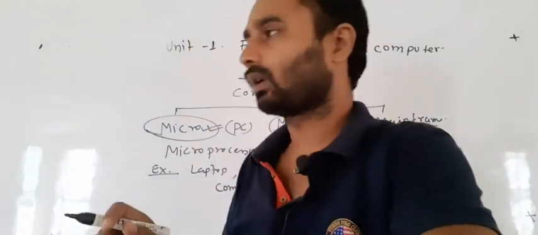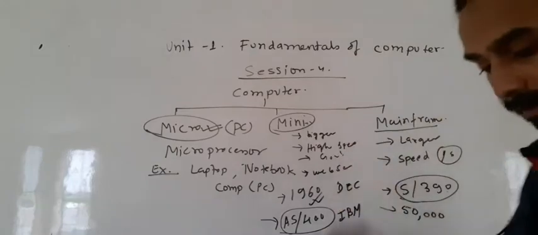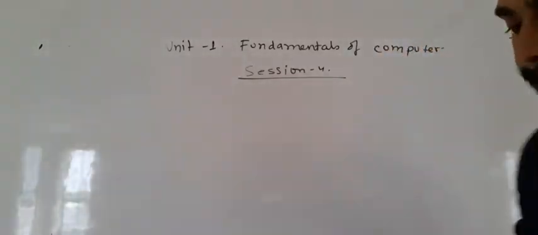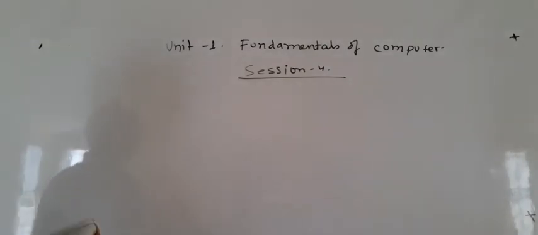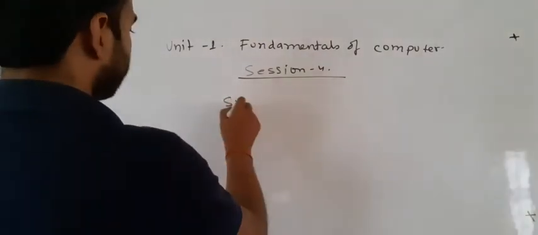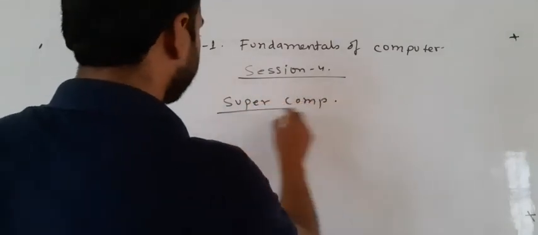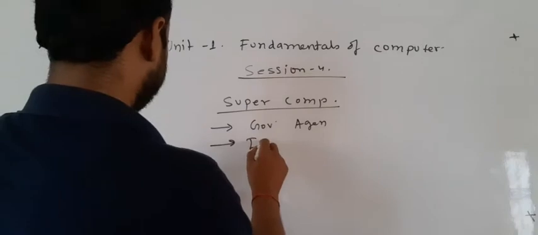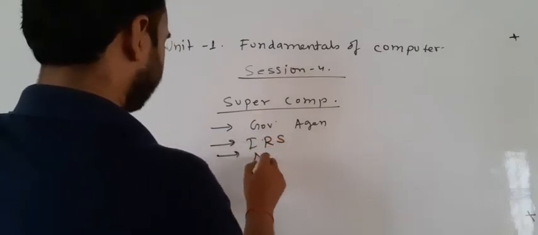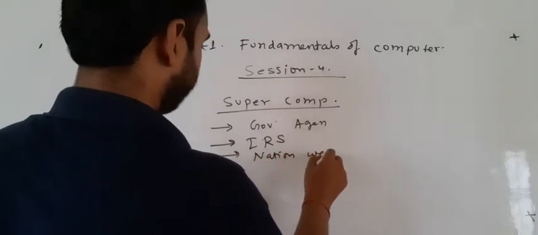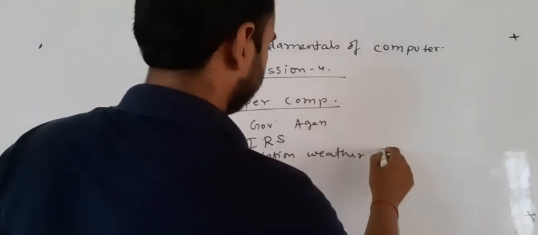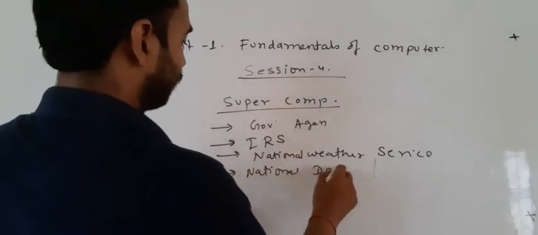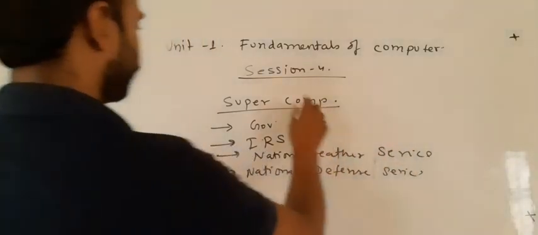And the 4th type of computer is called supercomputer. Supercomputers are basically used in government agencies, such as the Indian Revenue Service, the National Weather Forecast Service, or the National Defense Service. Supercomputers are used in these areas.